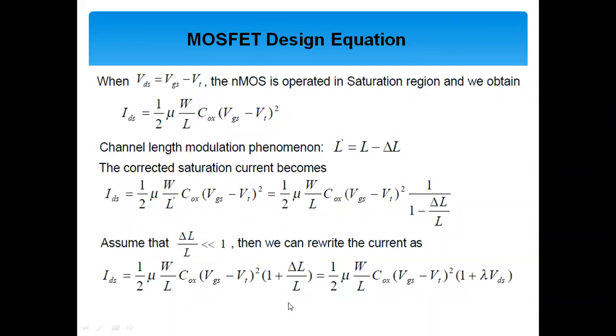Now see, this equation takes into consideration the channel length modulation effect. But if you want to derive only a simple expression of IDS, this is the equation: IDS is equal to 1 by 2 mu W by L Cox in bracket (VGS minus VT) square. So these are the design equations of the MOSFET.